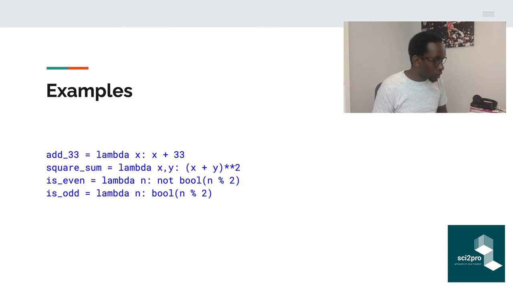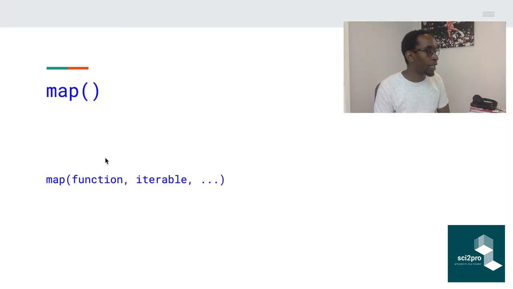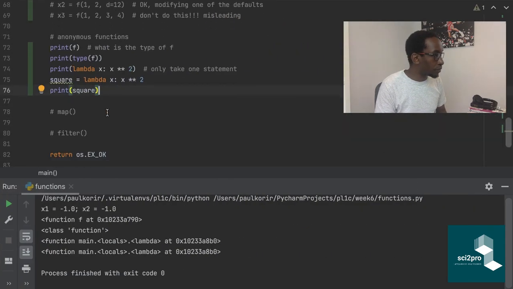Okay, so that's it with lambdas. Let's now use them within map and filter. So map and filter are important functions. Map takes a function and an iterable. What map does is map the function to each item in the iterable. And you can have more than one iterable. So let's play around with this and see how this works.